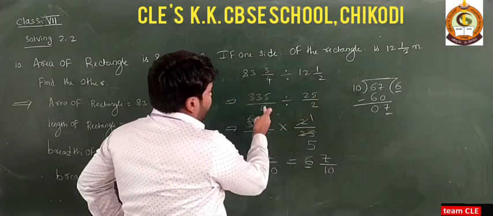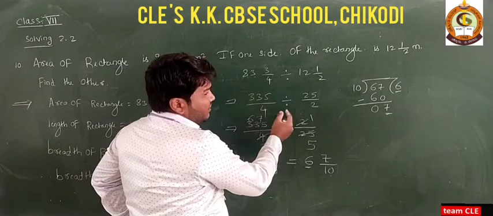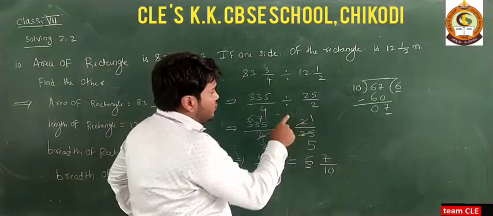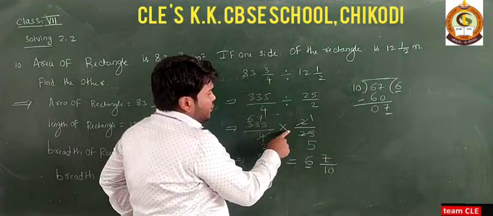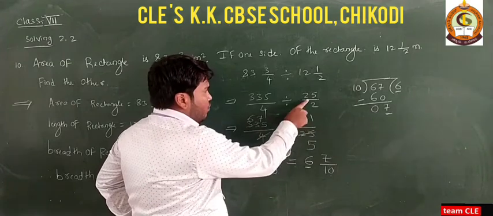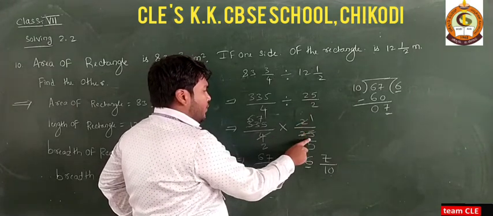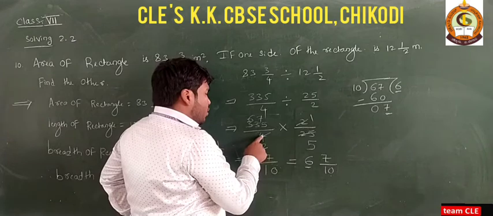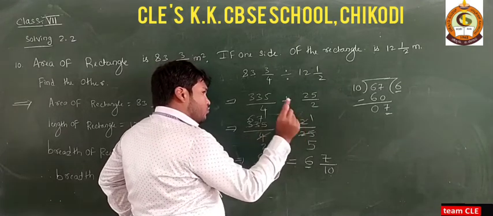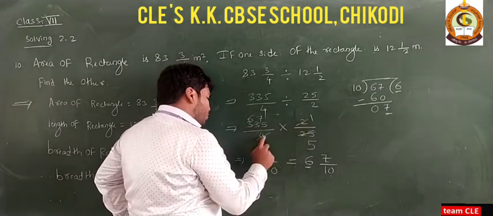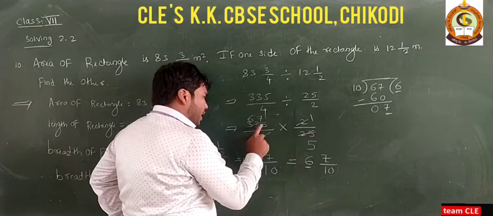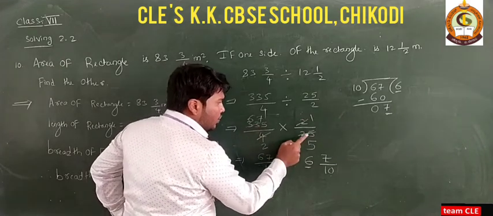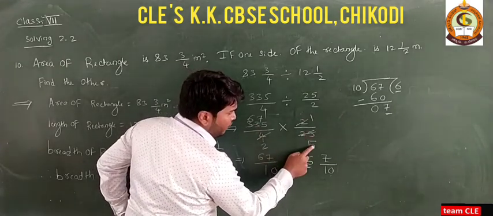So then 335 by 4, now take the reciprocal by changing the sign. So this division converts to multiplication, and you have to take the reciprocal. 25 by 2 will become 2 by 25. So again this is 4 and 2, you should know the 2 table, 2 ones are 2, 2 twos are 4, and this 25 and 335 goes in the 5 table. You know that 5 ones are 5, 5 fives are 25.